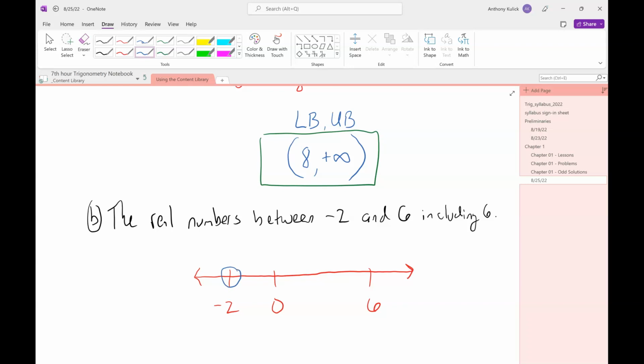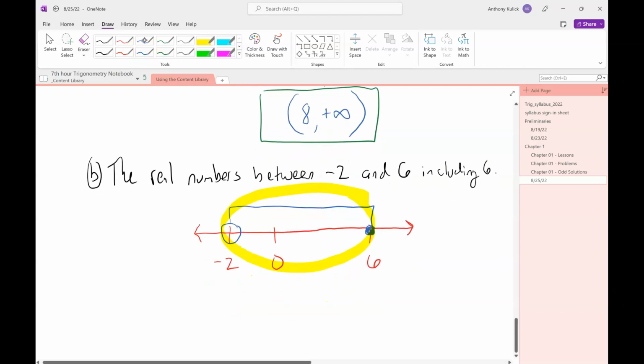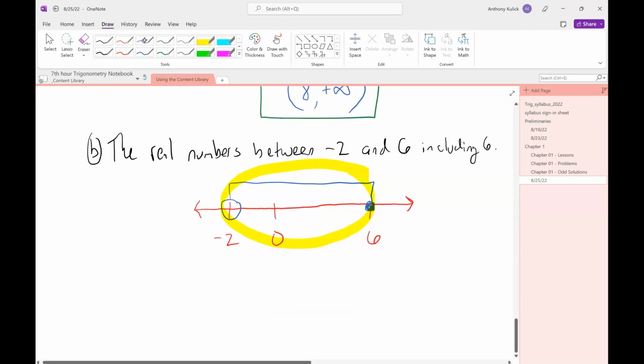What's the next number I care about? 6. Is 6 included? Yes. So that'll get a filled in circle. And the numbers in between -2 and 6 are those ones. So this represents my interval. So far, so good?